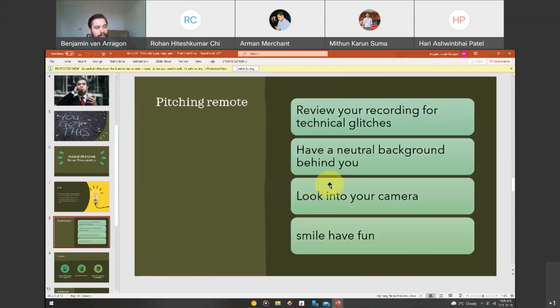Okay, so if you're pitching remote, which we are, review your recording to make sure there's no technical glitches. Have a neutral background behind you. So for me, my office, I do have this chair and then a picture frame down there. That's okay. If you had nothing, or if you want to use one of those Zoom green screens, go for it. Look into your camera. I try to do that every now and then, and smile and have fun.